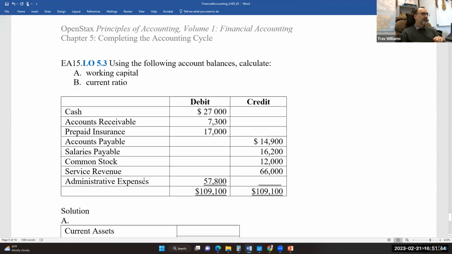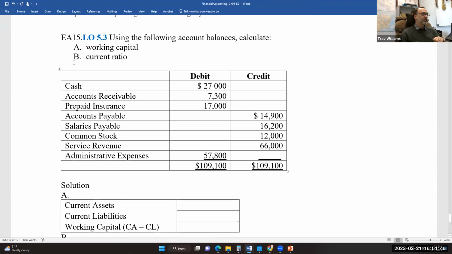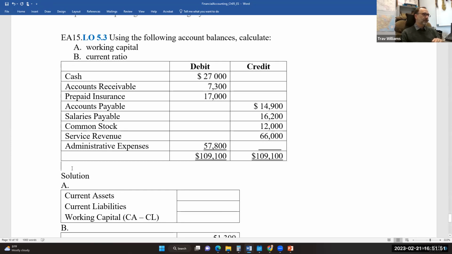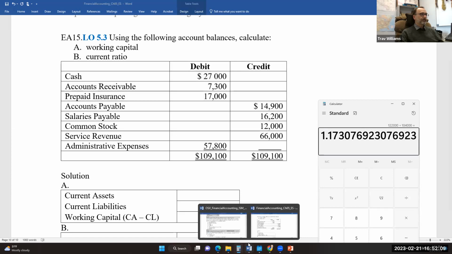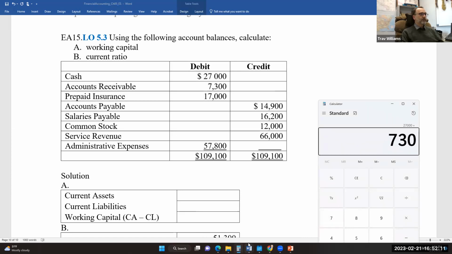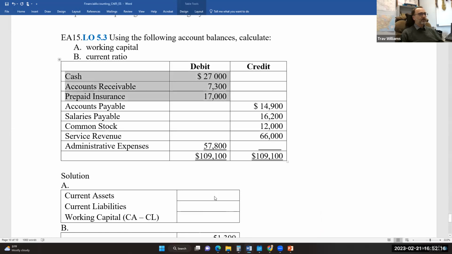Okay, and our last exercise, number 15. Here they're just giving us a little bit of a twist. All right, let's just do it like that for now. So what are the current assets? Well, cash, accounts receivable, and prepaid insurance. Those are current assets. Let's add those up. And that's 51,300.